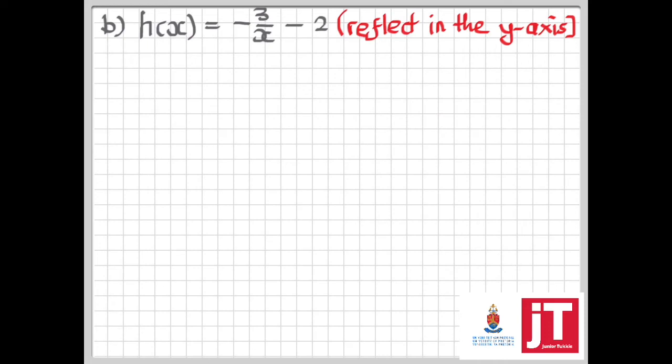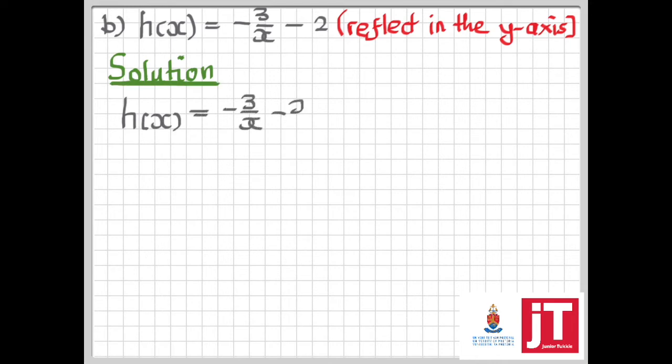We move on to another example where you're given h of x is equal to negative 3 over x minus 2, and again it's reflected in the y-axis. Our solution is as follows. We're going to write h of x is equal to negative 3 over x minus 2 as our original function. Now we need to apply what we've just learned: in place of x we're subbing in negative x. And that will give us h of negative x is equal to negative 3 over negative x minus 2.